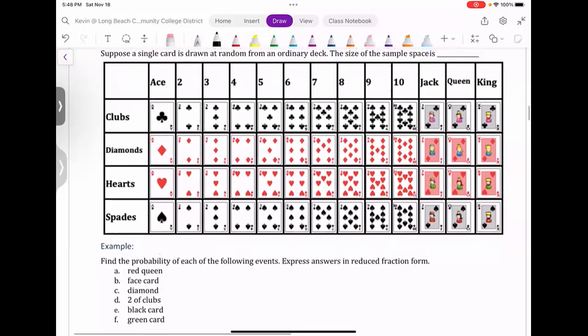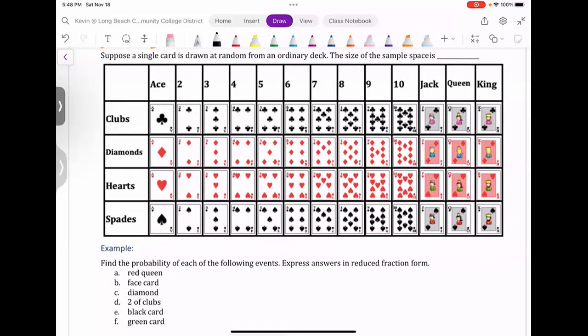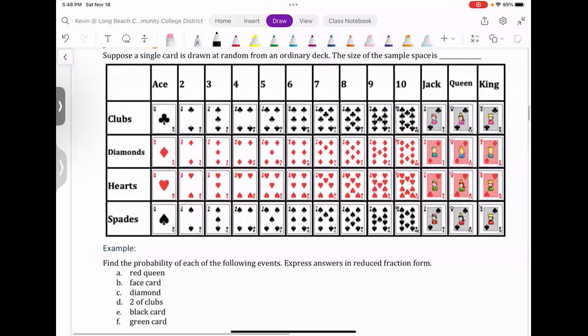All right, suppose a single card is drawn at random from an ordinary deck, and we'll talk about this sample space. It's come to my attention, a lot of people have never played cards before, which is shocking to me because I enjoy playing cards. The way a standard deck of cards works is there are 4 suits. There are clubs, diamonds, hearts, and spades. The clubs are black cards. Spades are also black. Diamonds and hearts are considered red cards.